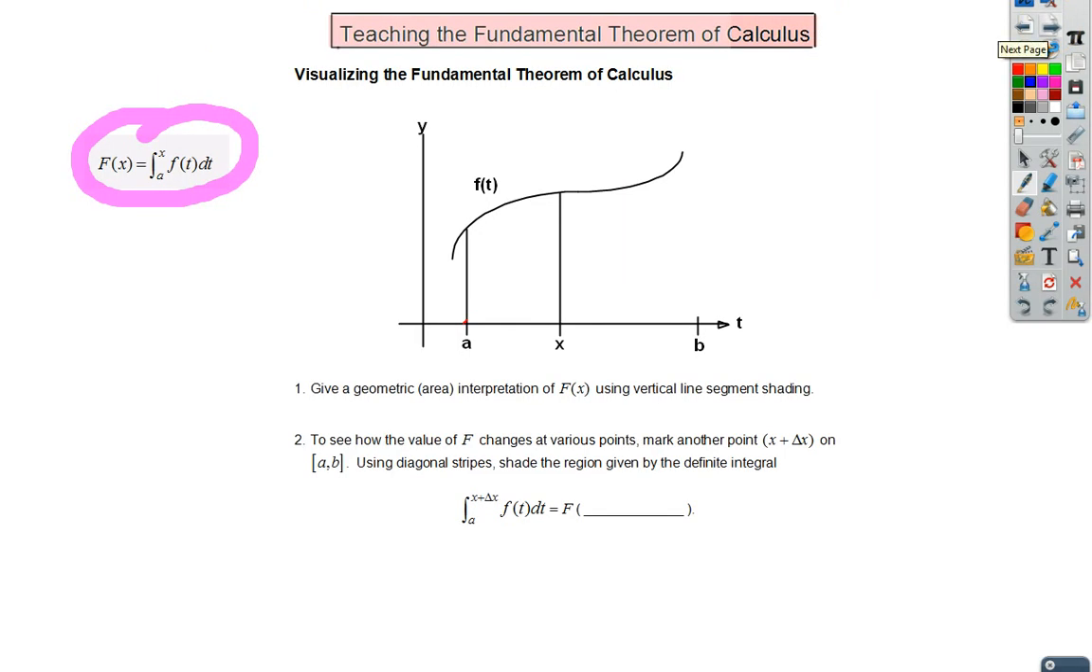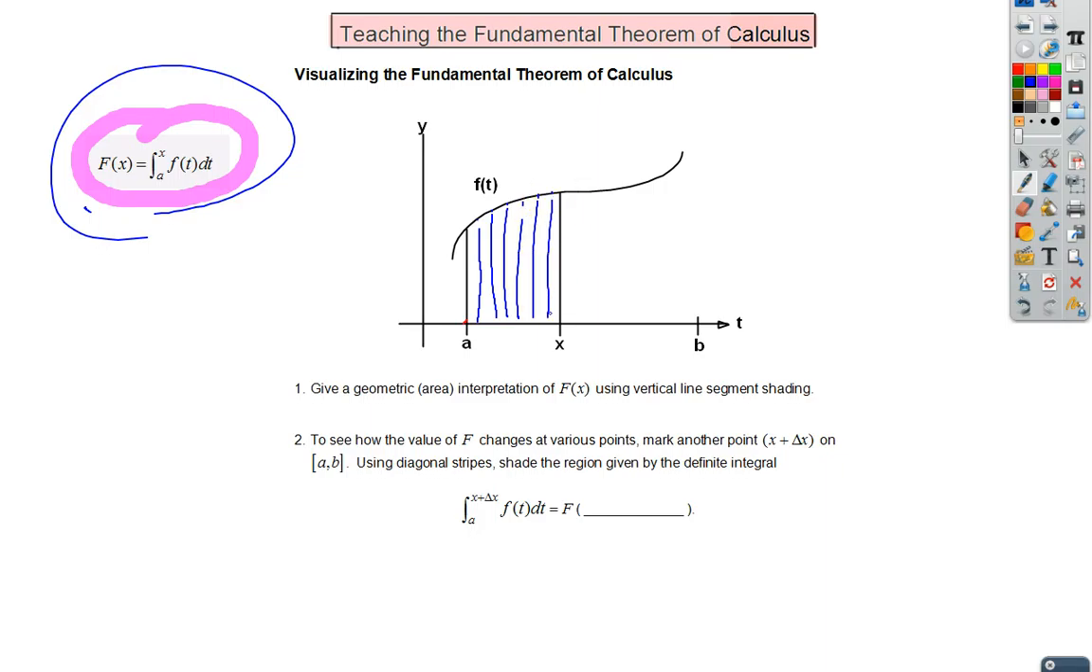So I'm going to first start off with the top part here. Okay, I'm starting here. That is, give a geometric area interpretation of capital F using the vertical line segment shading. Okay, so what that means is I'm going to take some vertical lines here, and I'm just going to shade in what it means to be the integral from a to x of my function f of t. So I'm just going to shade in some vertical lines here.